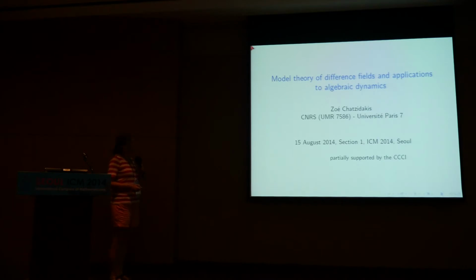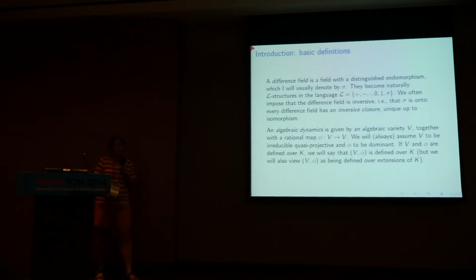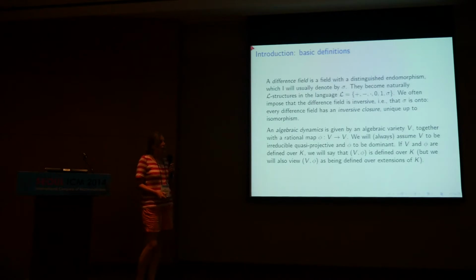I'm going to speak about some application of the model theory of difference fields to algebraic dynamics. So I guess I first need some definitions. A difference field is a field with a distinguished endomorphism, which automatically will be injective. It becomes naturally a structure in the language of rings augmented by a unary function symbol for the endomorphism, which I call sigma.